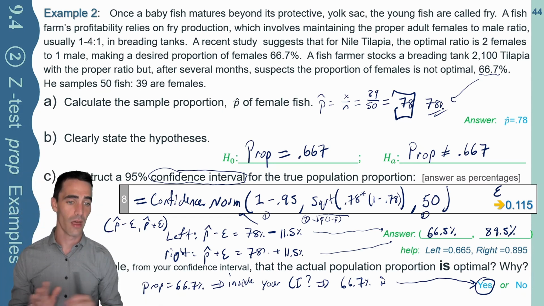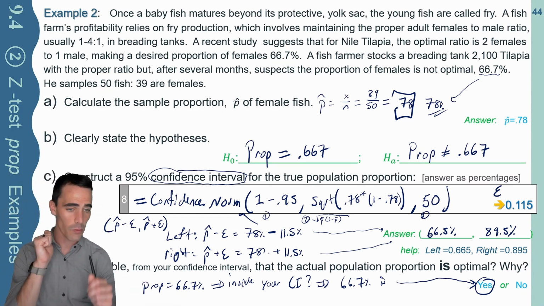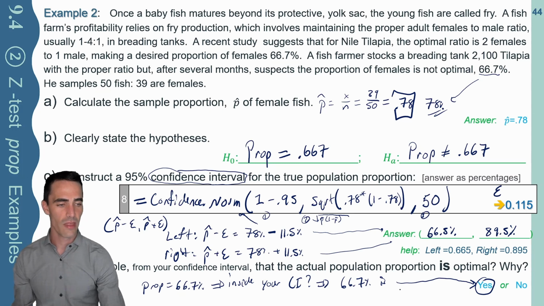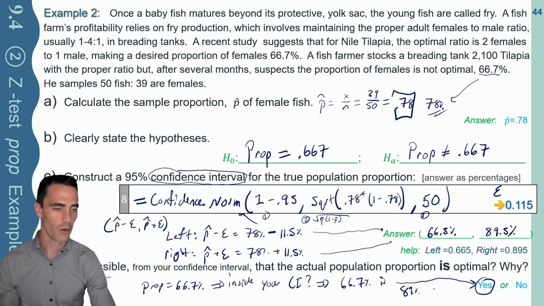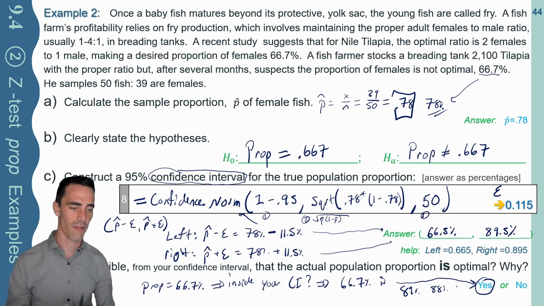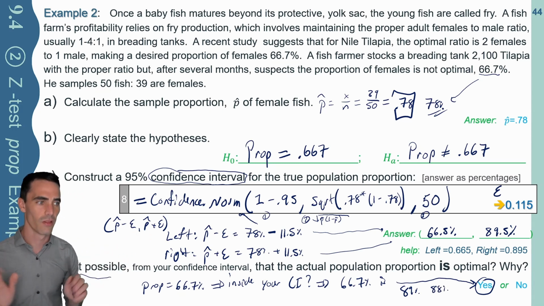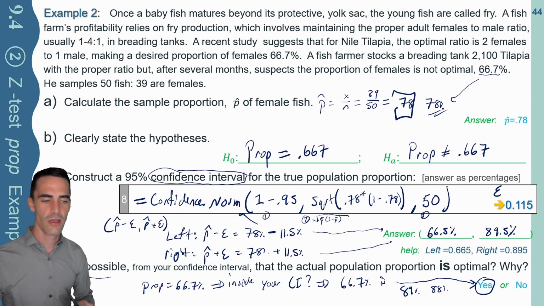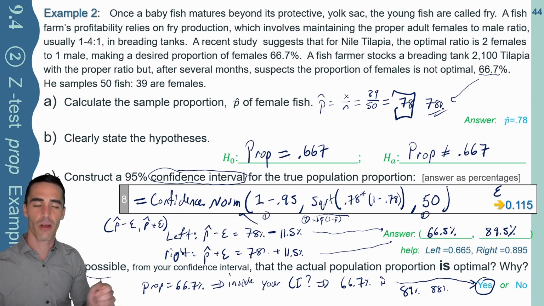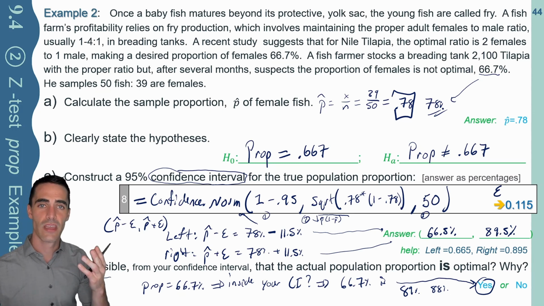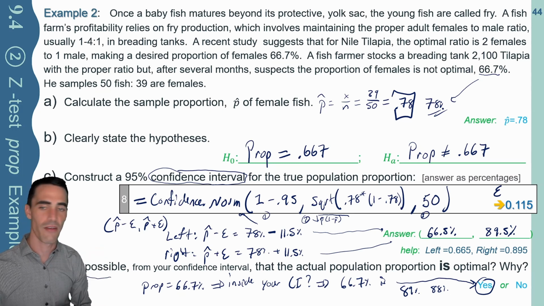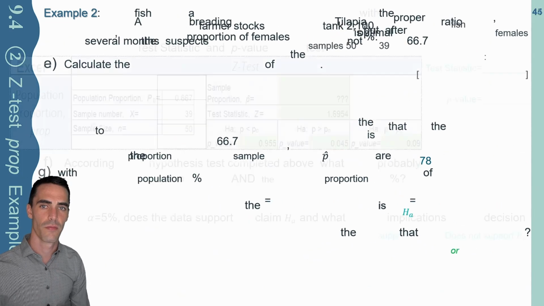Is it likely? Unlikely. Because again, it's equally likely to be 66.7 that it is, for instance, to be 89%, which is not optimal. Or it could be 88%, or it could even be as low as 66.5%. It's somewhere inside that interval, and it's equally likely to be everywhere. So that's where these confidence intervals kind of fall apart for actually being helpful, whether or not we can say definitively, is the proportion optimal? Confidence intervals don't quite answer that question.